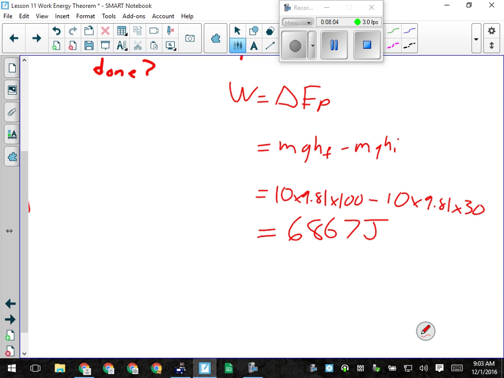All right, questions on that one? Okay. So what did we say was the first thing you need to do when you think you're looking at a work energy theorem question? Figure out what kind of energy is being changed by the work being done. Okay, that's the first step.